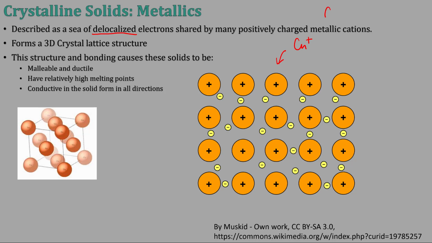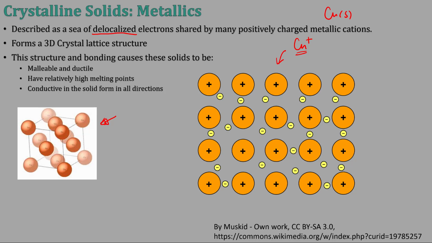All right, so this would be a sample of copper, and it does form a 3D crystal lattice like in here. And the structure and bonding causes these solids to be malleable and ductile, have relatively high melting points, and conductive in the solid in all directions. So basically what happens is each copper atom releases an electron to its environment, and it's shared by the entire environment. So they're the socialists of the group.